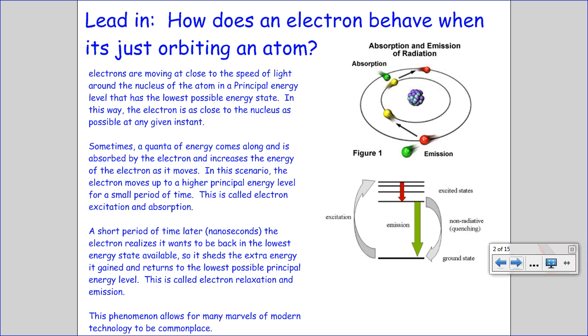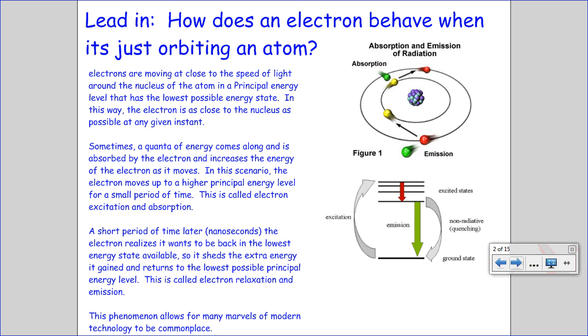If you think about it like this, some energy comes in, like you heat up this atom, and the electrons, since they're on the outside of the atom, get excited. They're the ones to absorb the energy. And so going from the lowest energy state closest to the nucleus, they might have to jump up to the next energy state. It's kind of like stepping on the gas. You throw a bunch of energy into an atom, the electrons get excited and move faster, and they move away from the nucleus when they move faster. In this scenario, the electron moves up to a higher principal energy level, and that's called excitation or absorption.